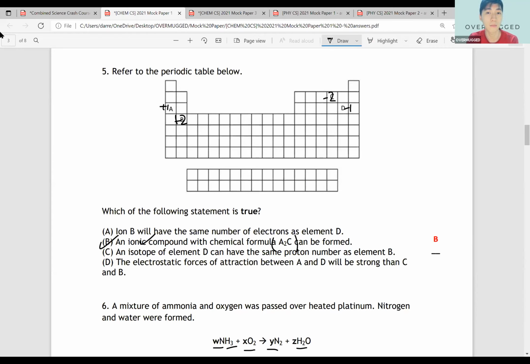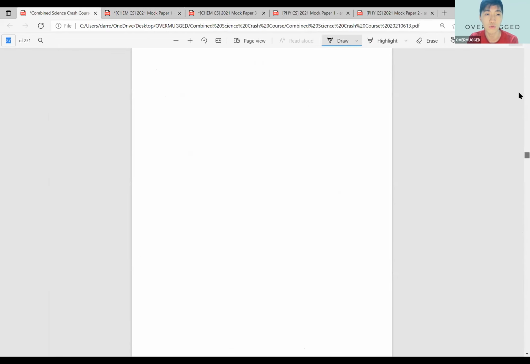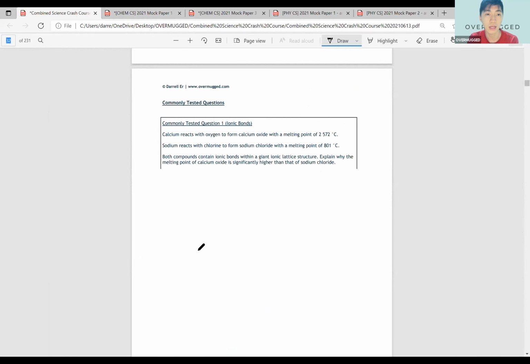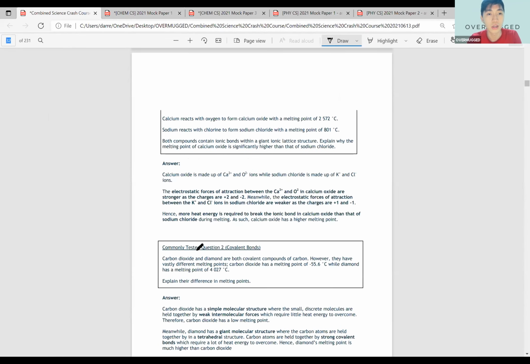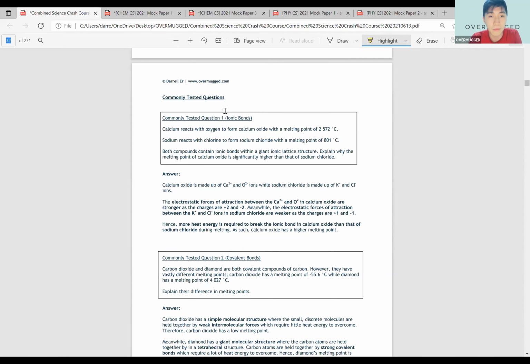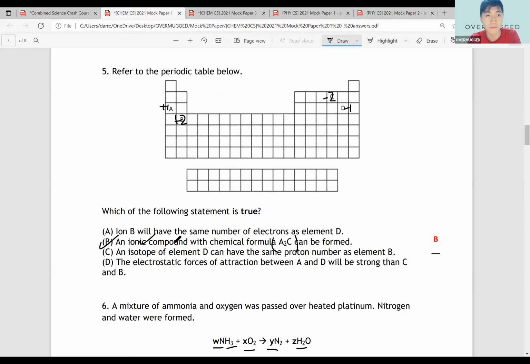If you're wondering about the more detailed explanation for this, this is under chemical bonding. If you head over to chemical bonding, under some of the more commonly tested questions, you would see that I'm comparing calcium oxide and sodium chloride. This is between 2 plus and 2 minus. This is between plus 1 and minus 1. So you see here that the electrostatic force of attraction between 2 plus and 2 minus is stronger than between plus 1 and minus 1. That's the reason why, and this is how we should be analyzing it. So that is for this question, part D.